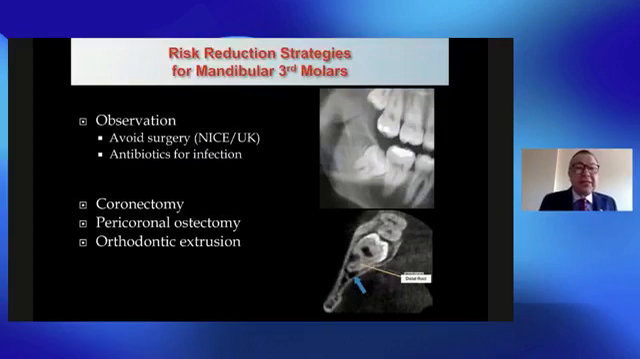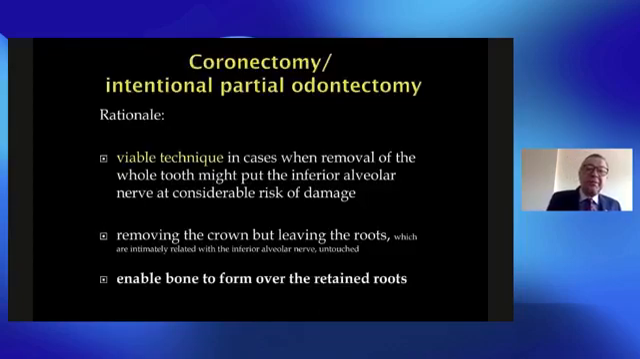But also other strategies are well known and applied when it comes to the removal of mandibular third molars, like coronectomy, like pericoronal ostectomy, or even orthodontic extrusion should be in our toolbox. Especially coronectomy, or in other words, intentional partial odontectomy, is meanwhile a very viable technique in cases when we cannot remove the mandibular third molar without having a considerable risk of nerve damage. So this technique includes only the removing of the crown and leaving the roots in place.